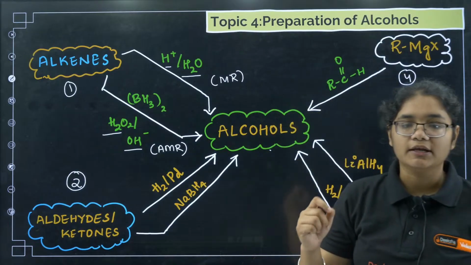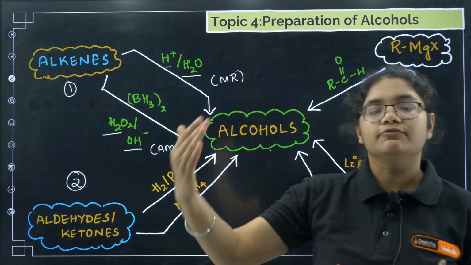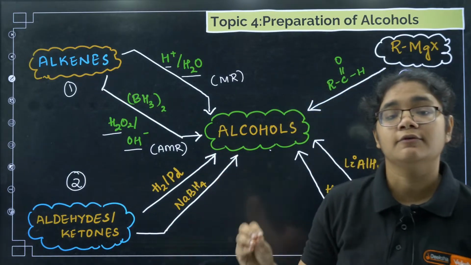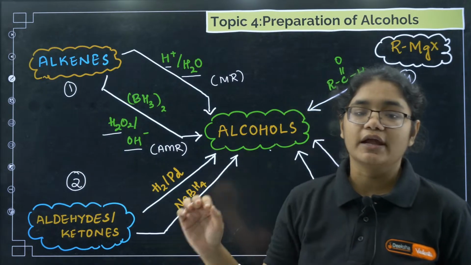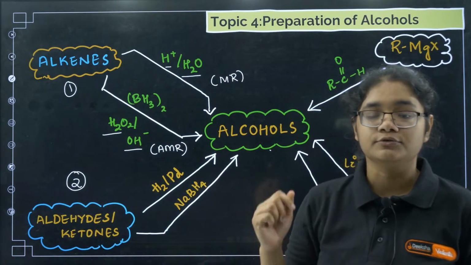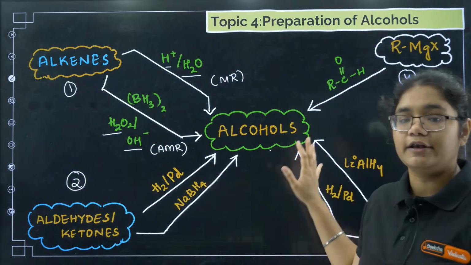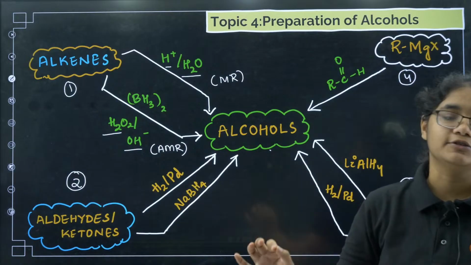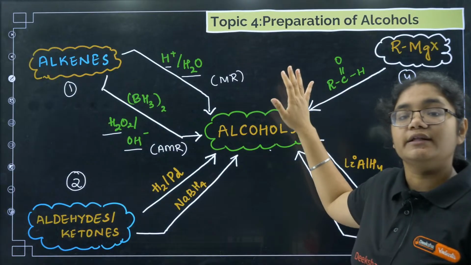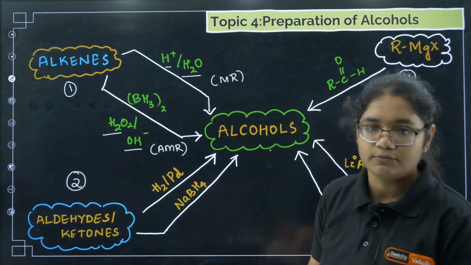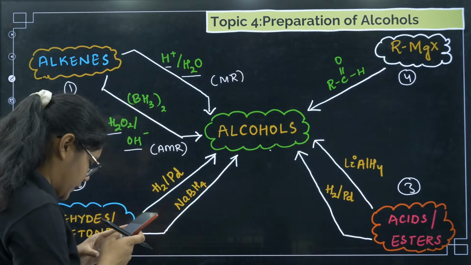Okay, let's revise once again. From alkenes, you can use H plus and H2O, or you can use B2H6 then H2O2 and OH minus. The first one will give you Markovnikov's addition, the second one will give you anti-Markovnikov addition. The second method, from carbonyl compounds: you can reduce aldehydes and ketones using NaBH4 or H2 palladium, and you will get alcohols. Third method, you can reduce acids and esters using LiAlH4 and hydrogen palladium. Next, we can use Grignard reagent with carbonyl compounds to give you alcohols.